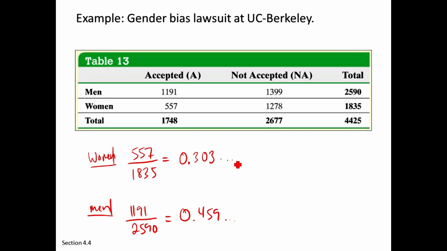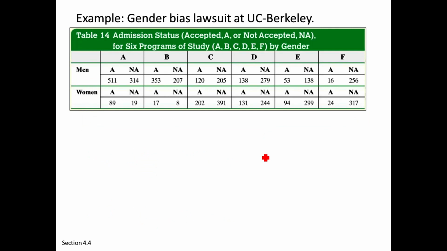So then the college was pretty shocked because they didn't feel like they had any inherent bias. And so what they did is they broke it down into majors. They looked at different programs of study. So each of these is a different program of study. All right. And if you look at this program of study for men, 511 were accepted, 314 weren't. 353 were accepted, 207 weren't, and so on.